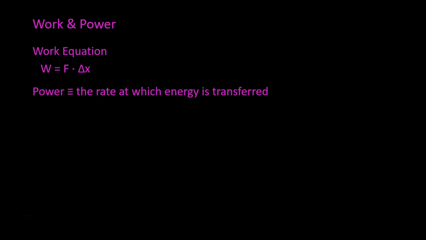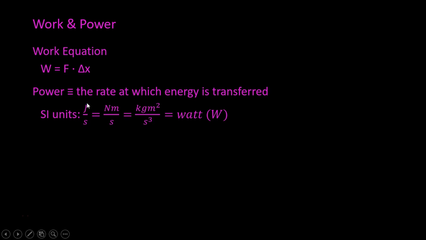Now let's take a look at power. Power is the rate at which energy is transferred. So it has SI units of joules, which is the unit for energy, joules per second, which makes it a rate. We know that joules can be written as Newton meters, so another way to express power is Newton meters per second. And in base units, it's kilograms times meters squared per second cubed.